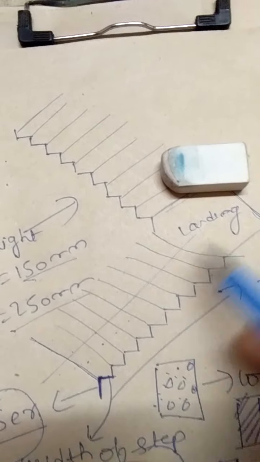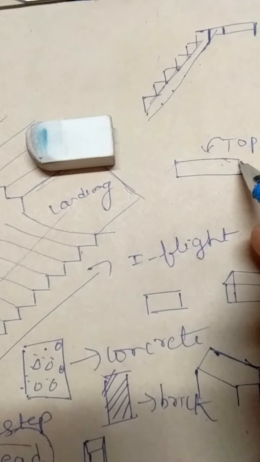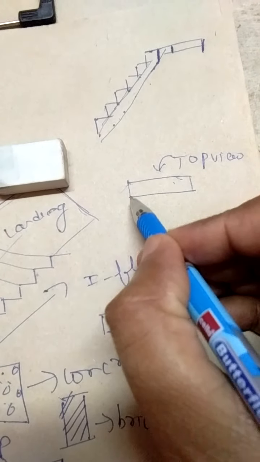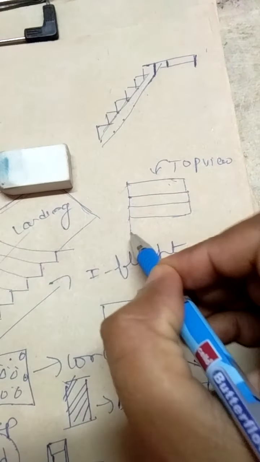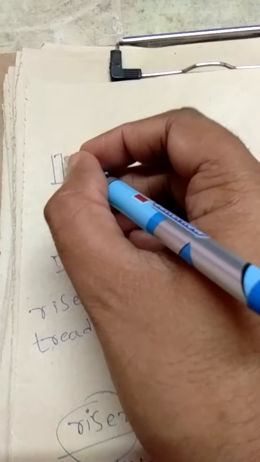So how to draw this in the plan? Each step is going to look like this, correct? Only the top rectangle. So if you want to draw the plan, how are we going to draw? Just connect one step with another, like this. This is one step, top view. The next step also like this. In this manner you are going to continue, correct?